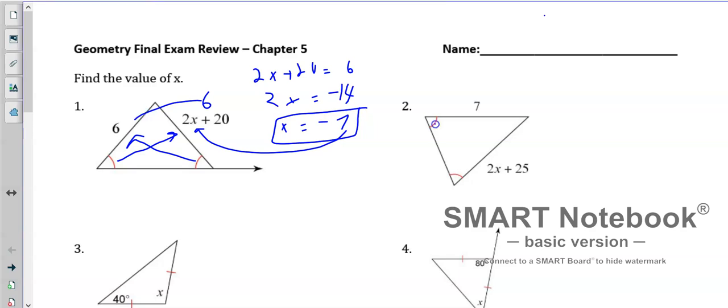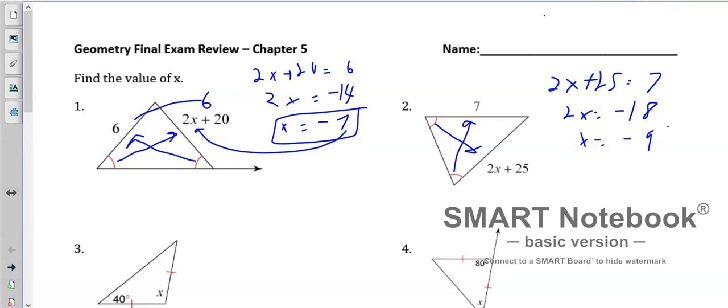Right? This one's tilted, but same idea. This is equal to that. So 2x plus 25 equal to 7. Minus 25. That gives us negative 18. And when I divide, I get negative 9, which again is okay for an answer, because if I plug that in, I will get 7.